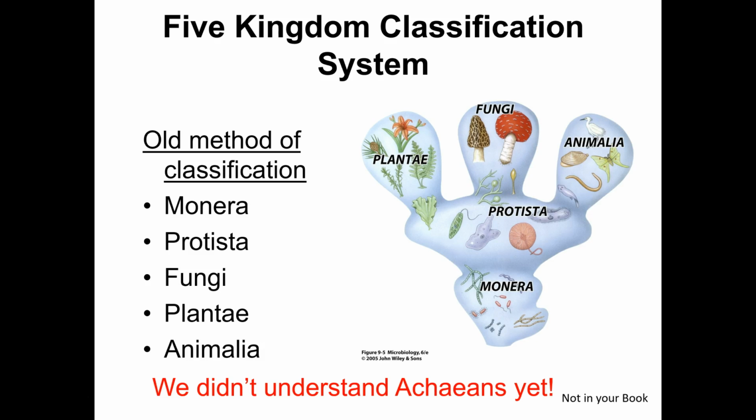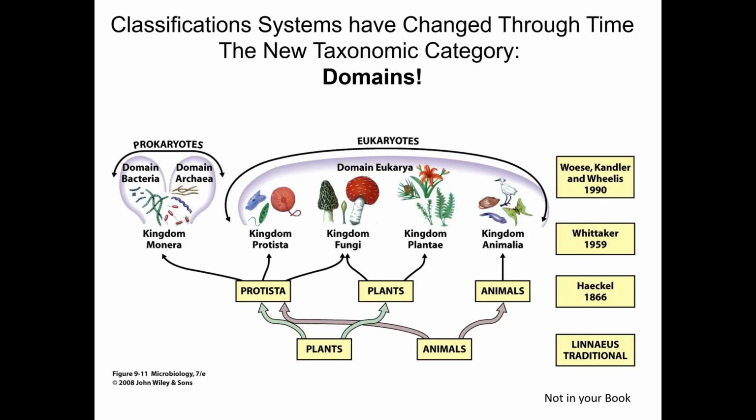Okay, we have the animals, so Animalia, the plants, Plantae, fungi, Protista, and whatever the hell Monera is. At the time, bacteria and archaeans were one and the same. We did not know they were different. So they get lumped in this weird group called the Monerans. If you go back even further, it gets worse.